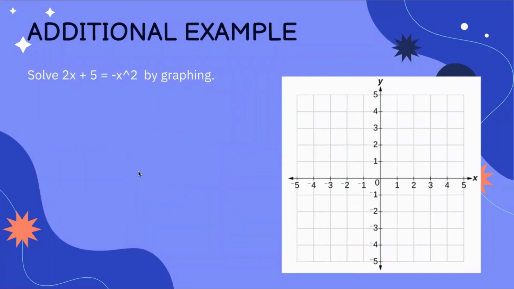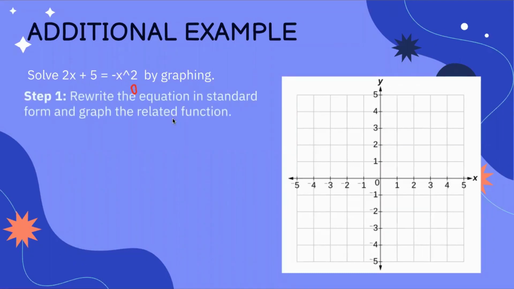Here is another example similar to the previous one. We're going to solve 2x plus 5 equals negative x squared by graphing. So first, I want to set my function to 0, since we see here that it's actually equal to negative x squared. So all you would have to do is add x squared to both sides, and that would give you 0 equals x squared plus 2x plus 5.